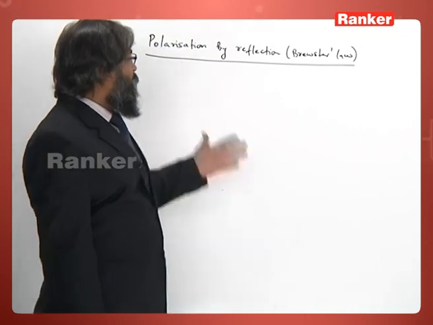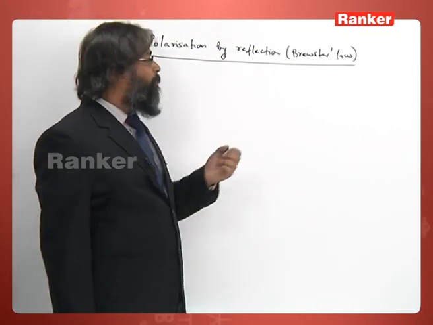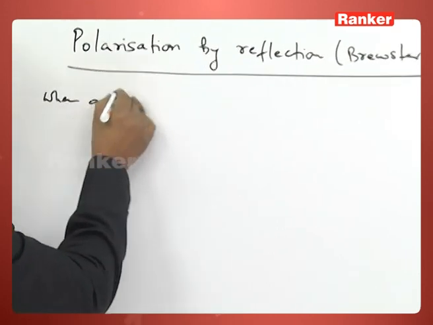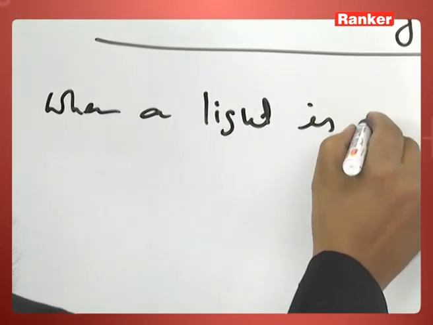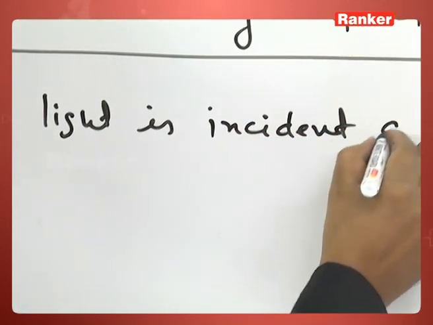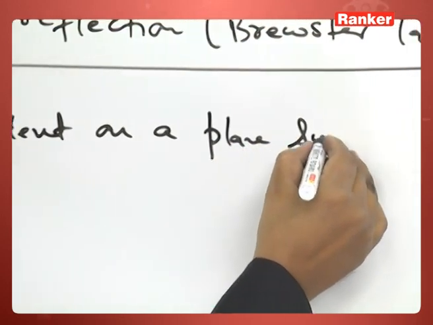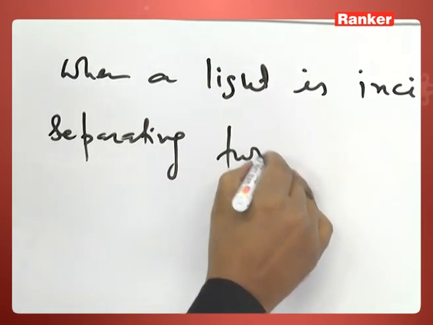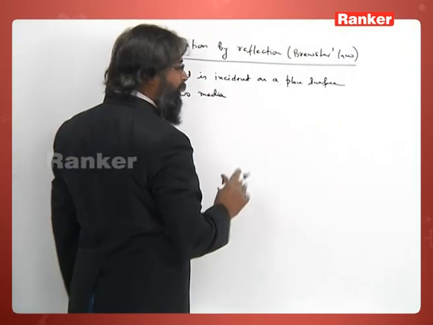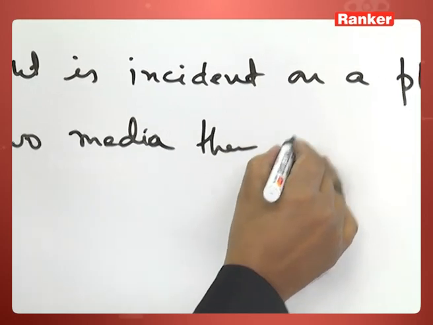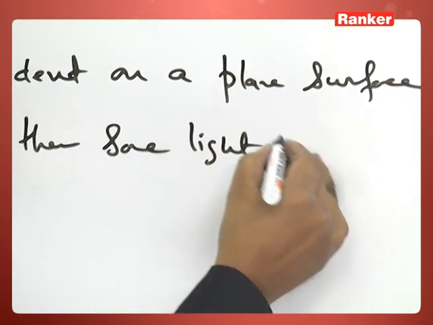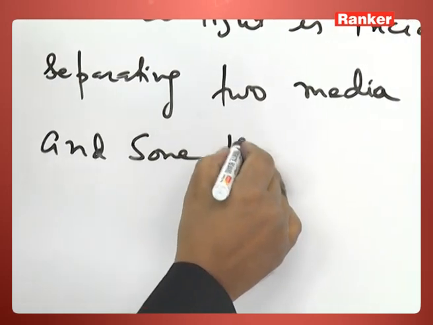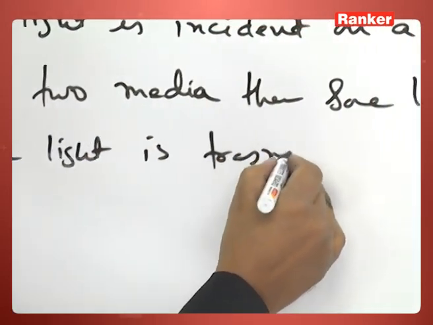Now let us see another method of producing polarized light, by reflection, that is Brewster's law. When light is incident on a plane surface separating two media of different refractive index, then some light is reflected and some light is transmitted.